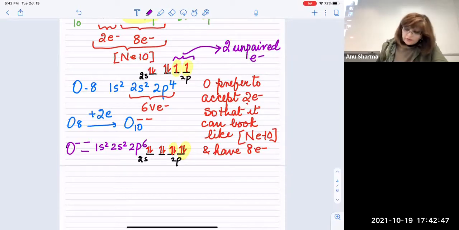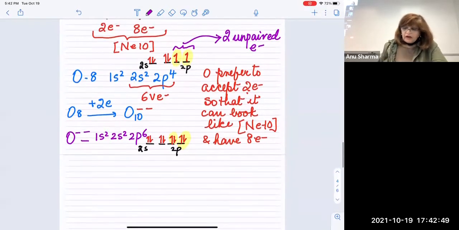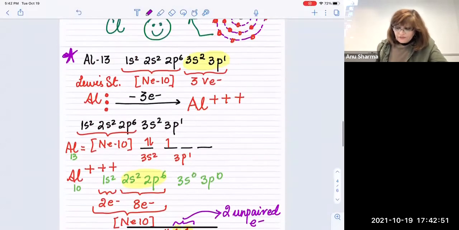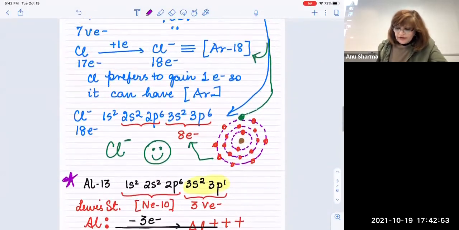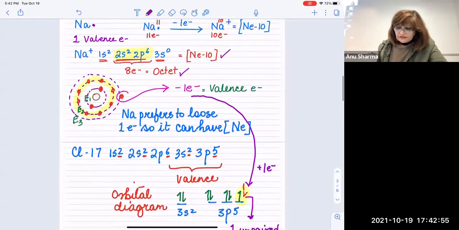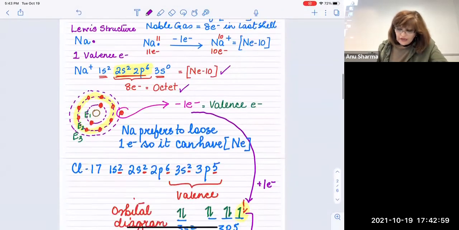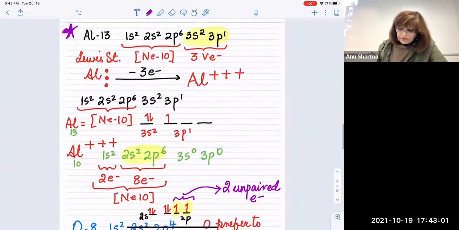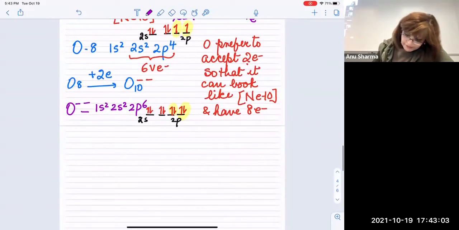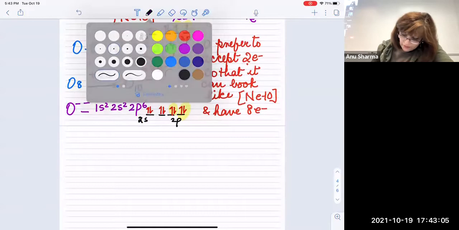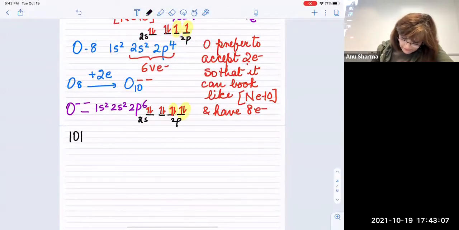So what happens now? How are these ionic bonds formed? This was all about writing the electronic configuration of the ions. Now, let's make the ionic bonds.